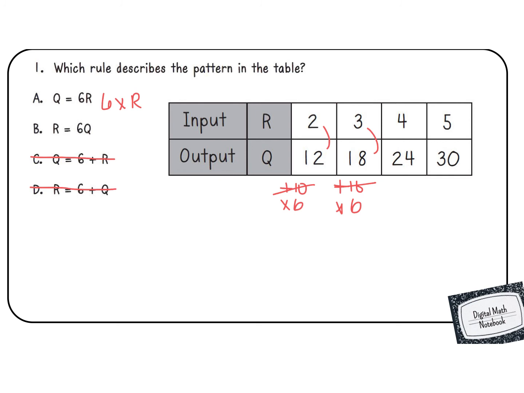So let's think about whether we're multiplying 6 by R or 6 by Q. If we look over here, R, if we say 2 times 6, we're going to get 12. But it's not 12 times 6 equals 2. That wouldn't be right. So our answer has to be A.